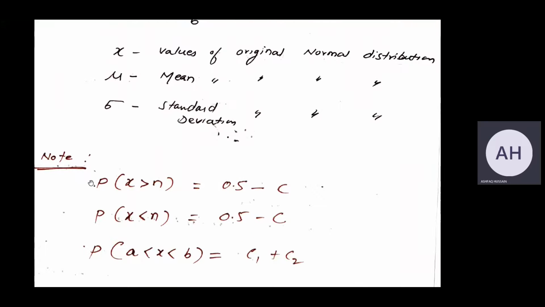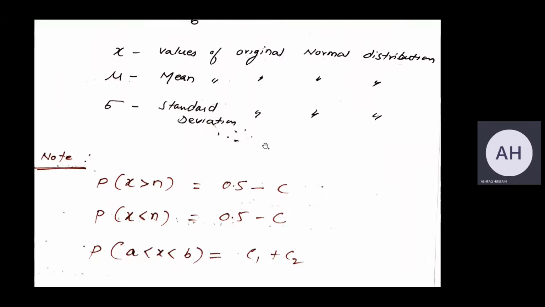So we have some properties of probability. Probability of x greater than n is equal to 0.5 minus c. Probability of x less than n is also equal to 0.5 minus c. And probability of x between a and b is equal to c1 plus c2. This c value is called a confidence value, which is obtained from alpha, the significance value, which will be given in the questions.